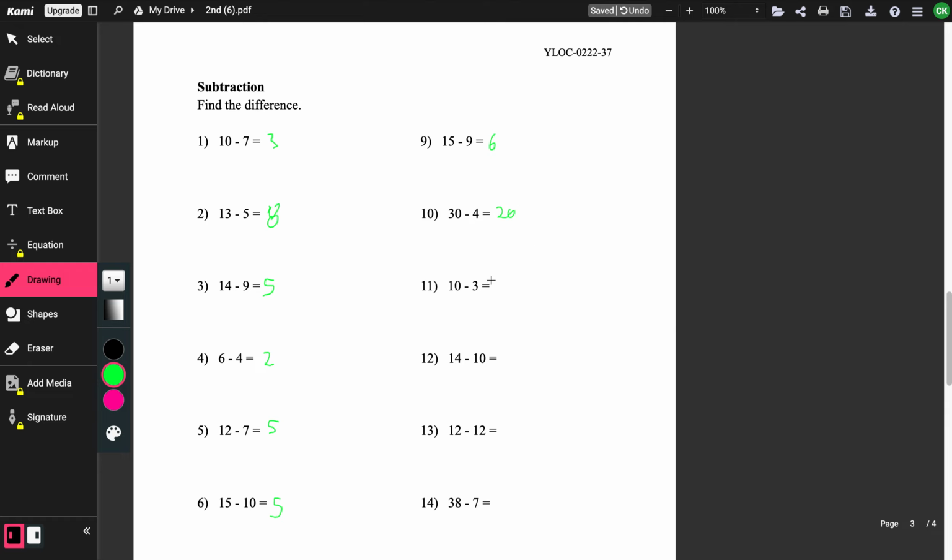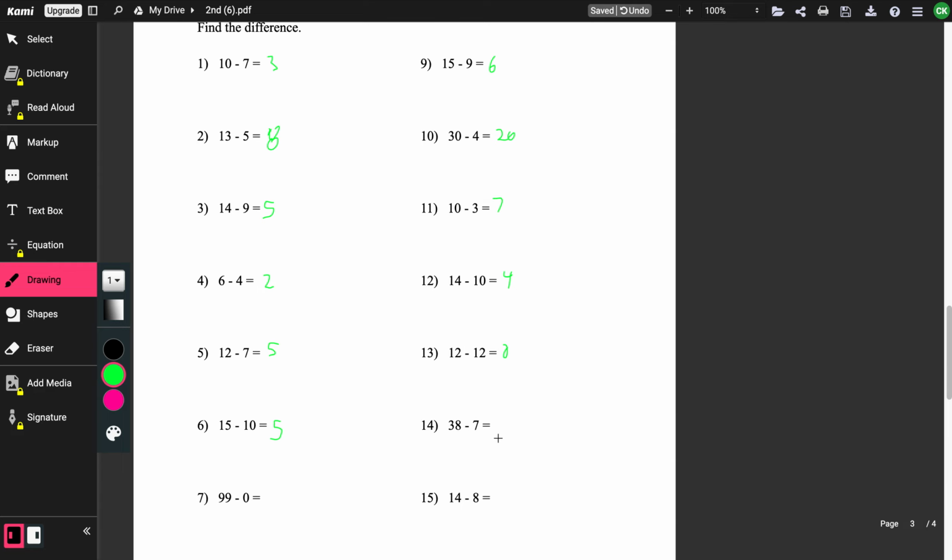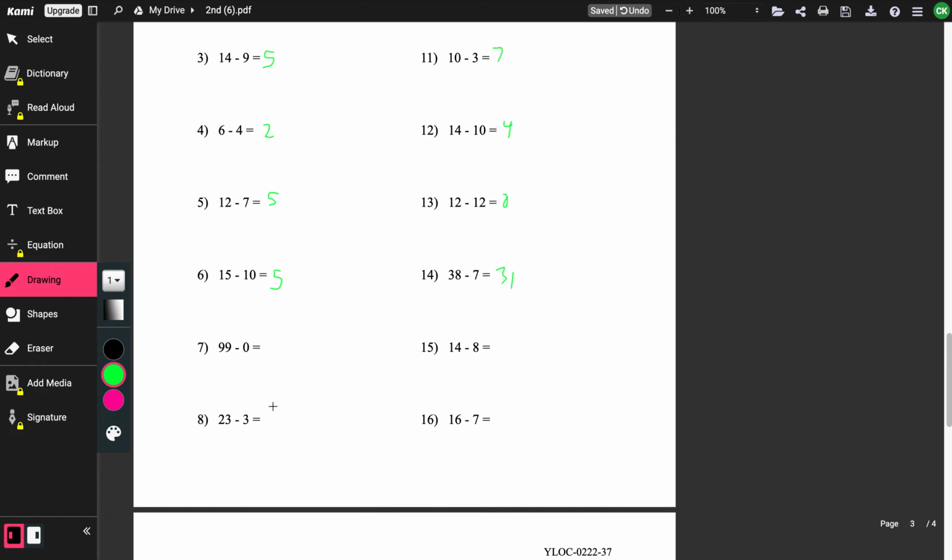11, 10 minus 3, that's 7. 12, 14 minus 10, that's 4. 13, 12 minus 12, that's 0. 14, 30 minus 7, that's going to be 23. Oh shoot, we didn't do some of these problems. I guess we'll do them now. 99 minus 0, that's just 99. And 8, 23 minus 3, that's 20. 15, 14 minus 8, that's 6. 16 minus 7, that would be 9.